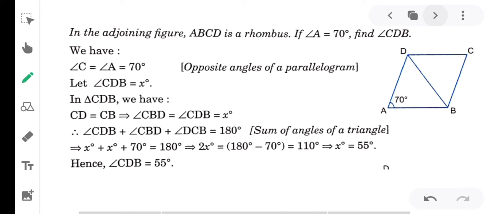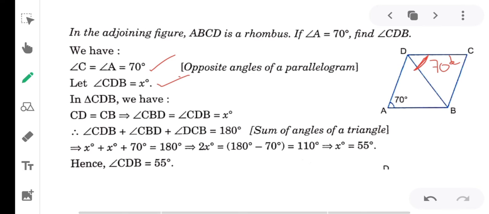Clear? Next question. In the adjoining figure, ABCD is a rhombus. If angle A equals 70 degrees, find the angle CDB. So it is a rhombus, so opposite angles are equal. So angle C equals angle A equals 70 degrees. This is 70.